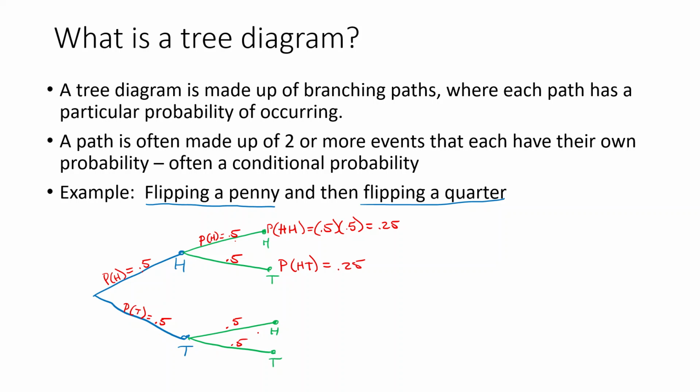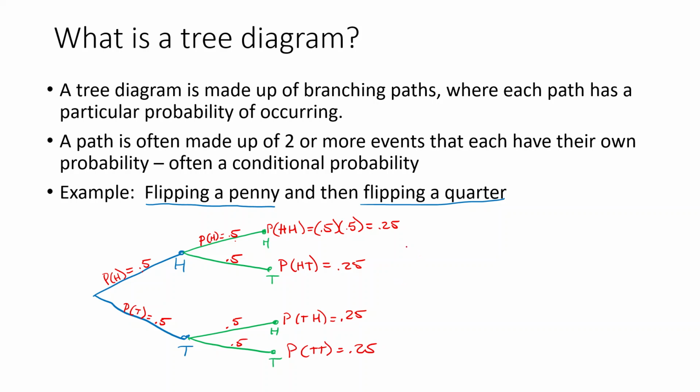This is going to be tails and then heads. Just reading what goes along this branch. So we start from here, we go out, we get tails, we go back this way, we get heads. 0.5 times this 0.5 gives us 0.25, and this would be the probability of tails for both, which is 0.25.